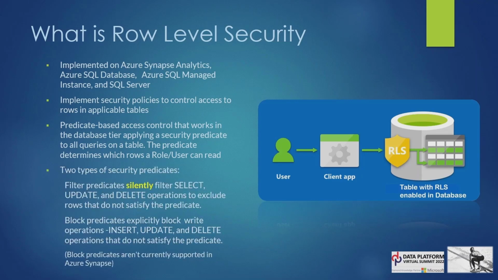There are two types of security predicates. The filter predicate silently filters read operations, that is, select, update, and delete operations, to exclude rows that do not satisfy the predicate. The user does not get an error and is not aware that rows have been filtered for them. Block predicates, on the other hand, explicitly block write operations, that is, insert, update, and delete operations that do not satisfy the predicate fail with an error. Block predicates aren't currently supported in Azure Synapse, and we will not be discussing this capability today.